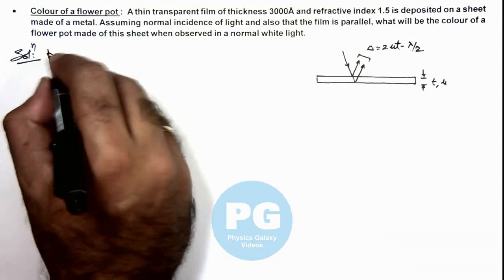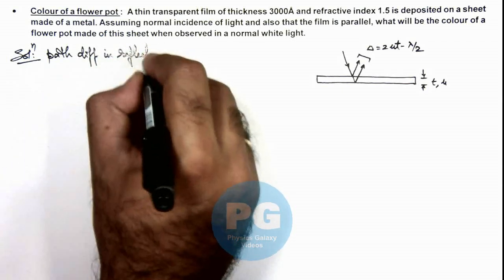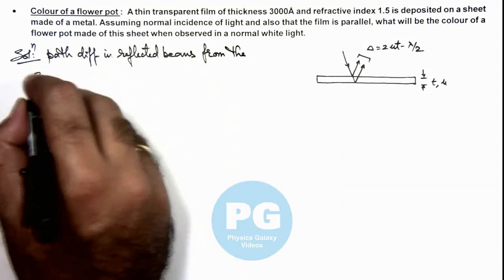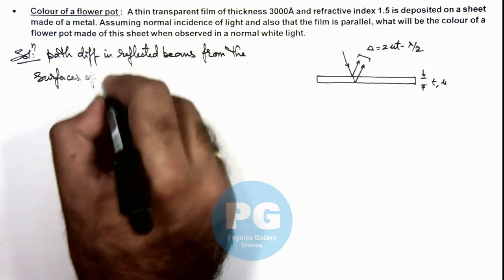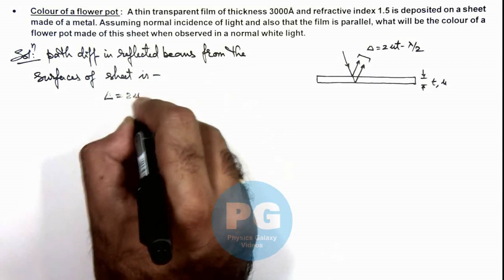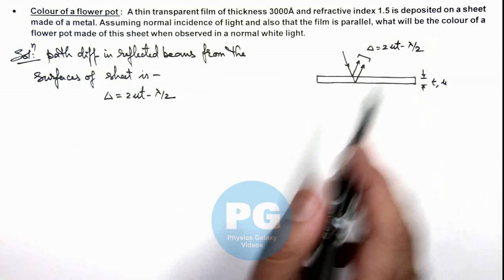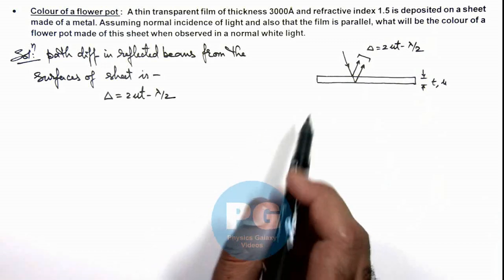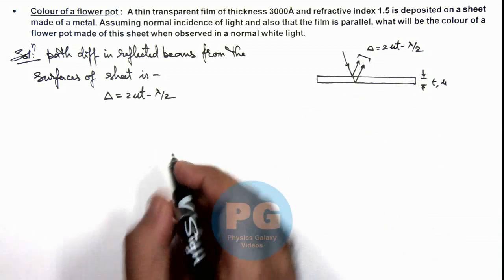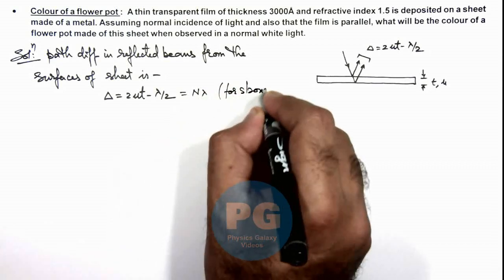So here we can write the path difference in reflected beams from the surfaces of the sheet as delta equals 2 mu t minus lambda by 2. And we are required to find what will be the color of light which is seen in reflected light. That means we wish to find that particular color which has a strong intensity, or constructive interference. So we can write it equals n lambda for strong reflection.